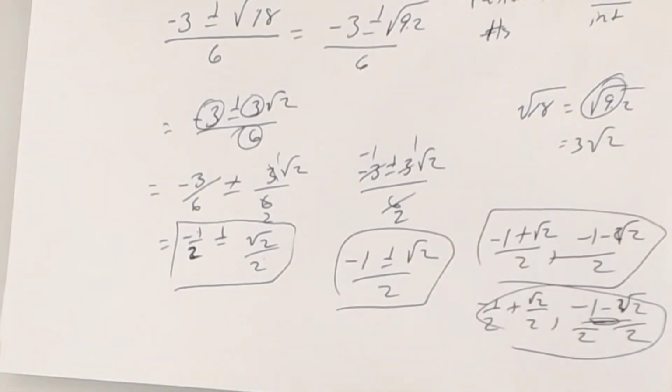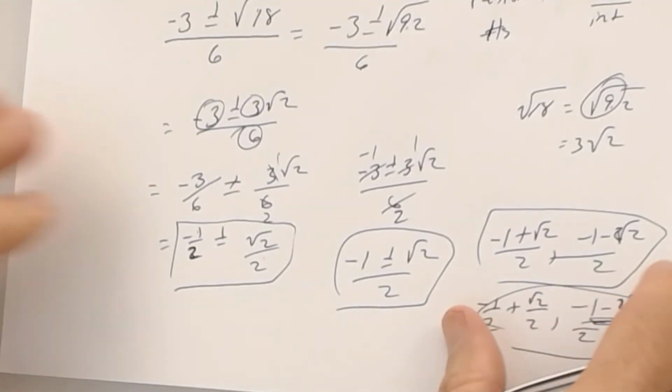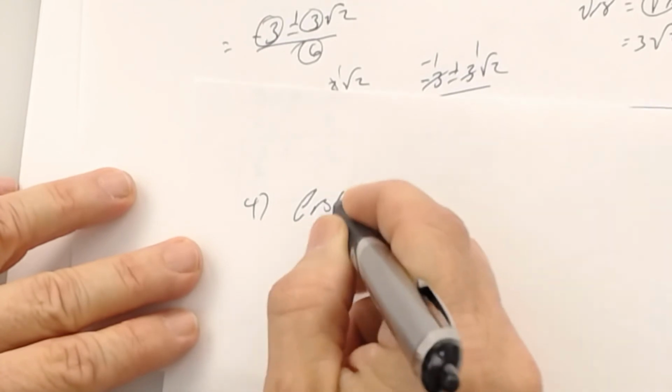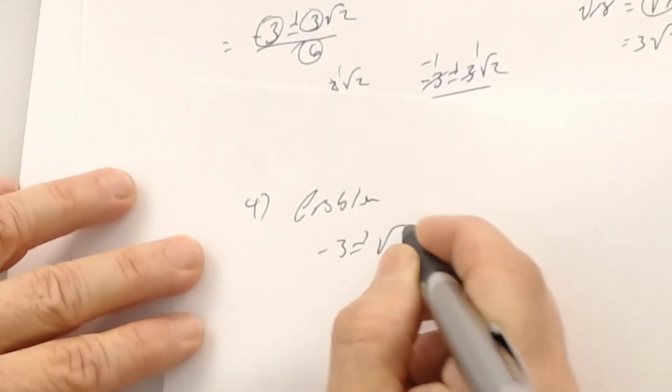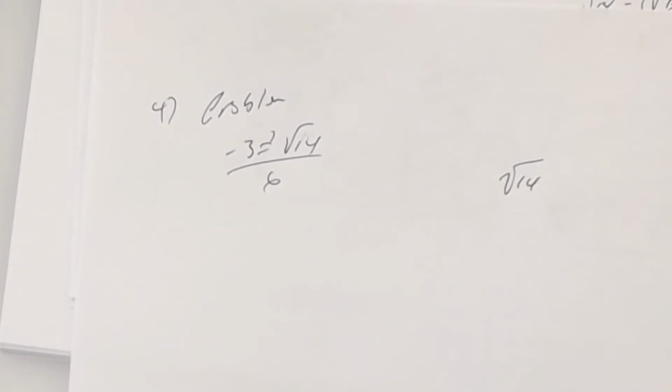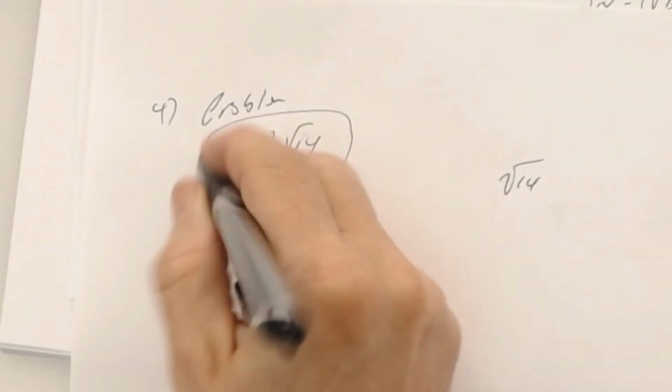What if it comes out to, let's say the number was 14 and it came out to 2 times 7 when you break it up? Well, there's no perfect square that goes into 14. His question says, suppose you had negative 3 plus or minus the square root of 14 over 6. You go off to the side and ask yourself, can I simplify the square root of 14? Yes or no? No. There is no perfect square other than one that goes into 14. So you're done. That's your answer.